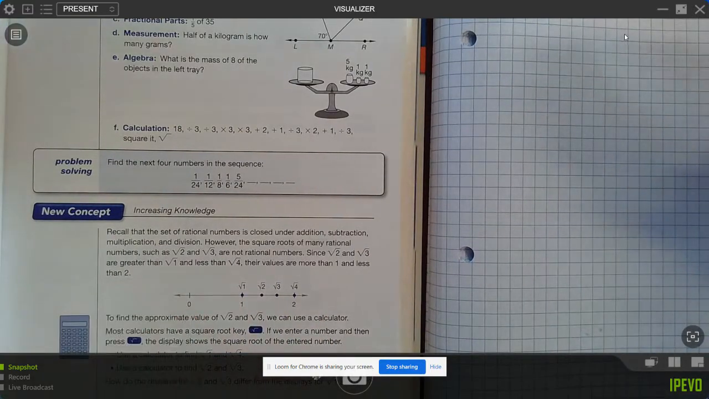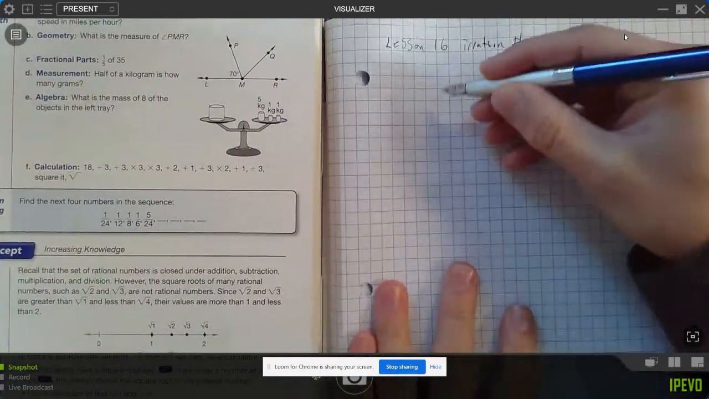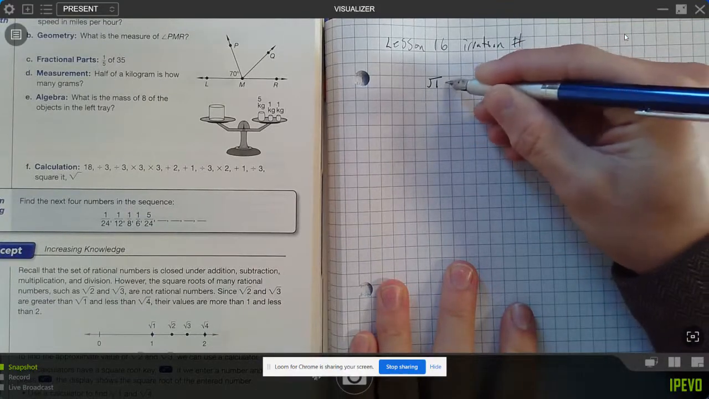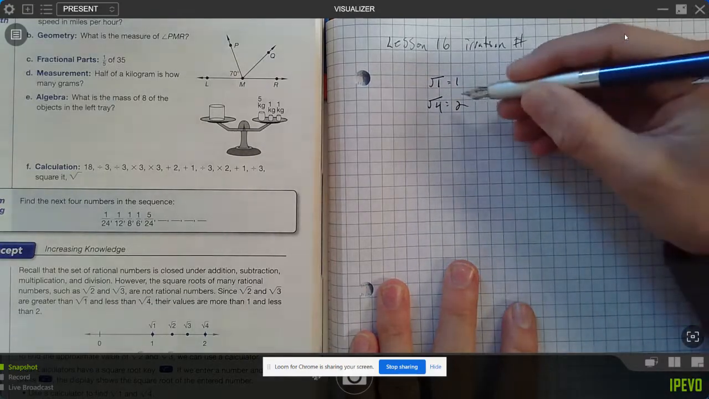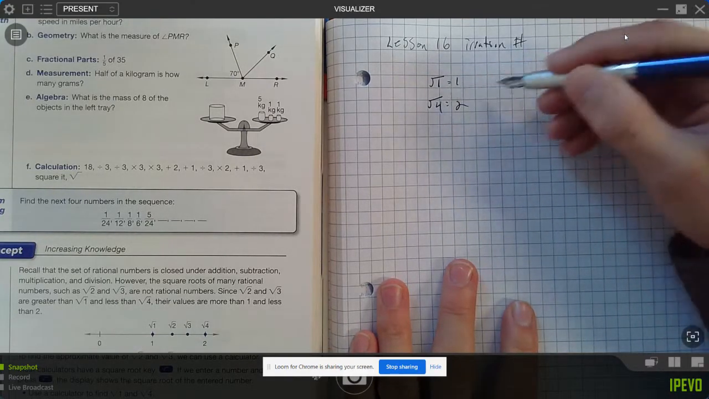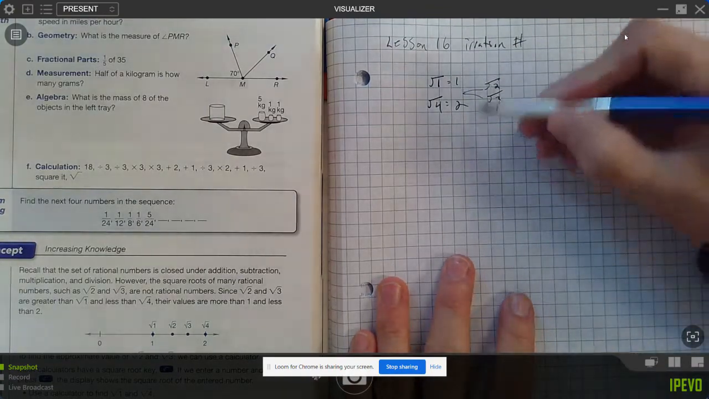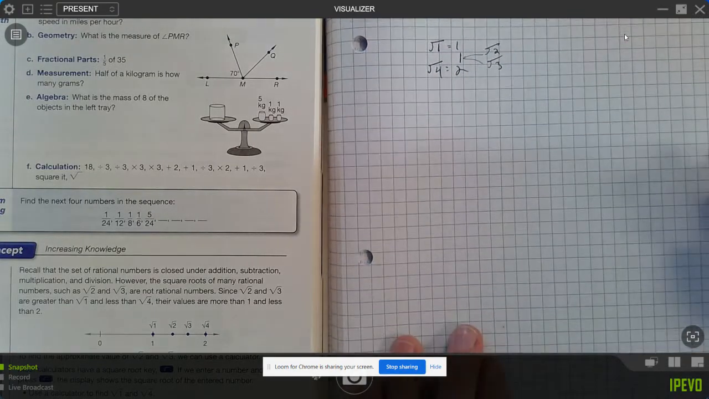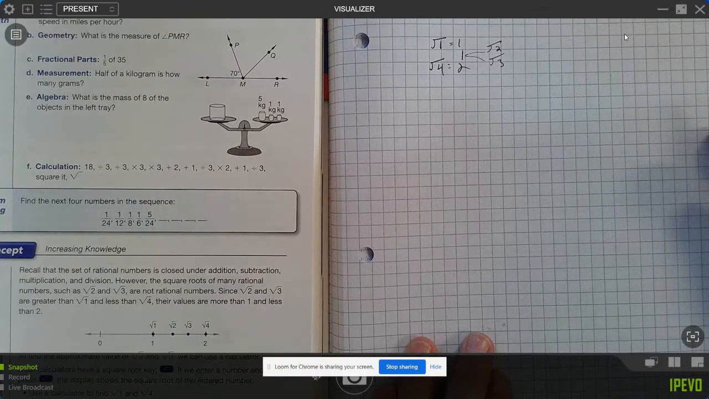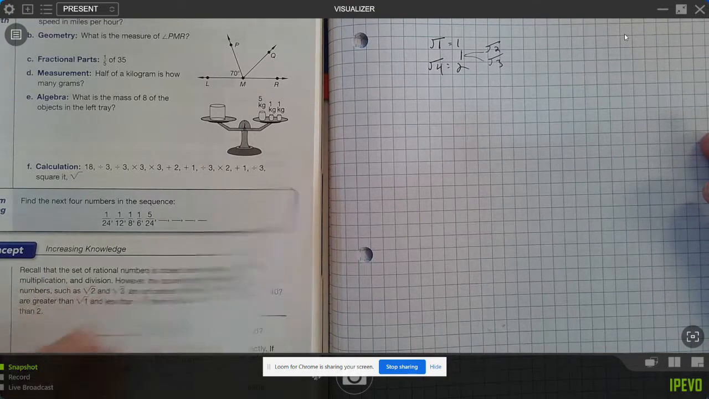The square root of 1 equals 1, the square root of 4 equals 2. The square root of 2 and the square root of 3 fall somewhere in between 1 and 2. To find the approximate value, we can use a calculator. Sure, that would be very easy to do. It would give us the number. But how do the displays for square root of 2 differ from the squares of 1 and 4?